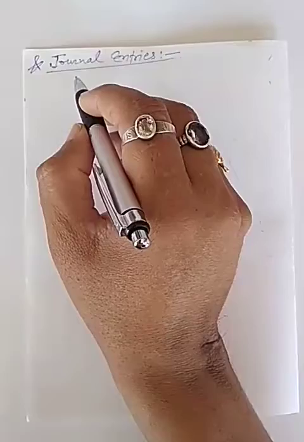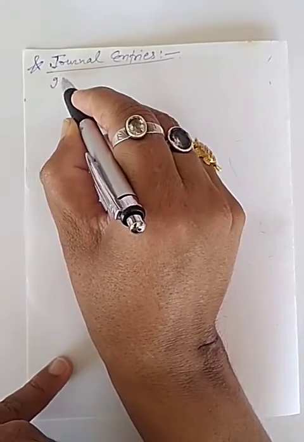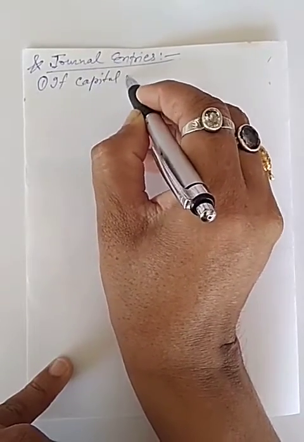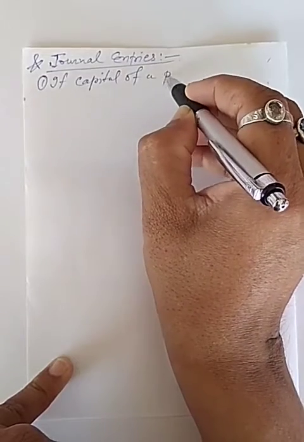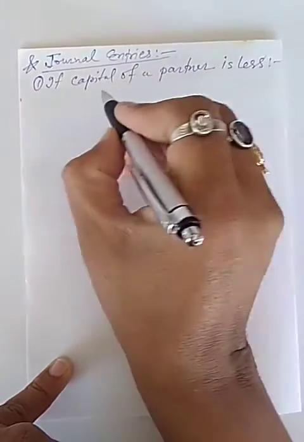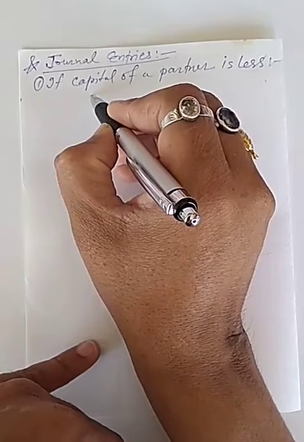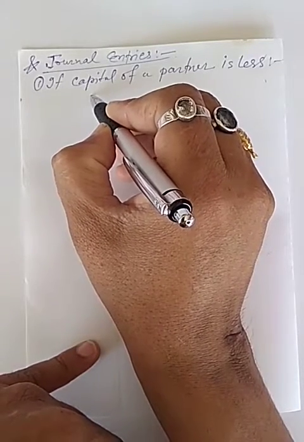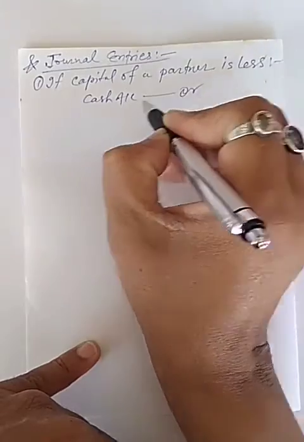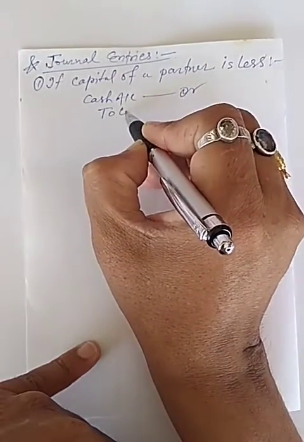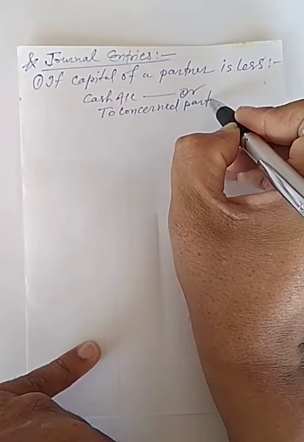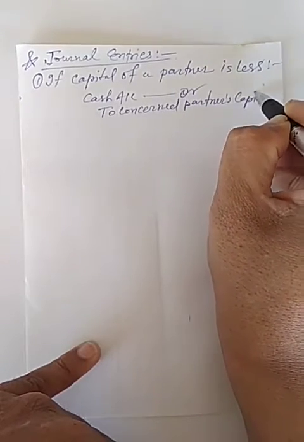See the journal entry. If the capital of a partner is less, then he has to bring cash, so the journal entry will be: Cash account Dr. or Bank account Dr. to the concerned partner's capital account.